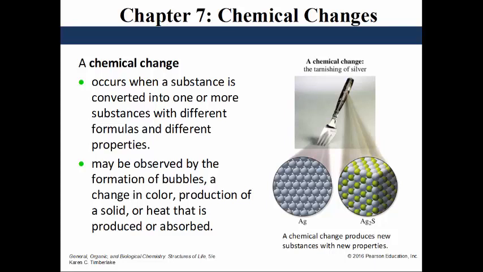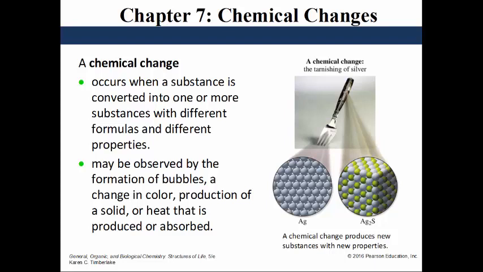Okay, in this chapter, chapter number 7, we'll talk about chemical changes. Now, a chemical change occurs when a substance is converted into one or more different substances, and they have different chemical properties and different chemical formulas. Some of these are easily observed: formation of bubbles, a change in color, a change in odor, production of heat or production of a solid.